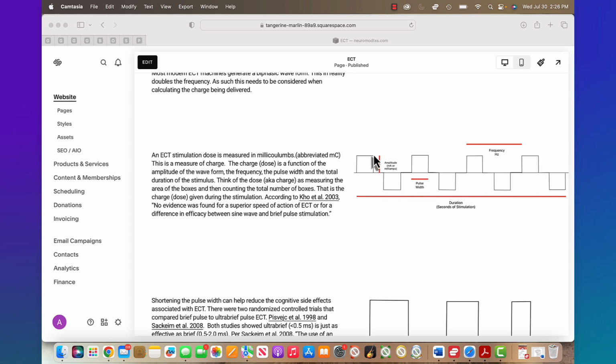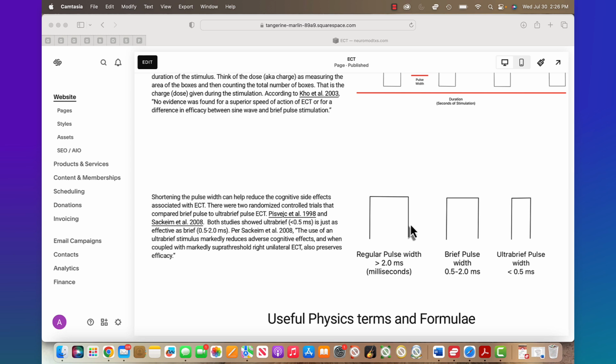So we have the height of the box, which is the amplitude measured in milliamps. We have the pulse width. We have the total duration of how long the stimulus is going. And then, of course, we have the frequency. And it's important with the frequency, again, we're doubling it because there's one box that goes up and one box that goes down. In terms of pulse width, there are several different durations here.